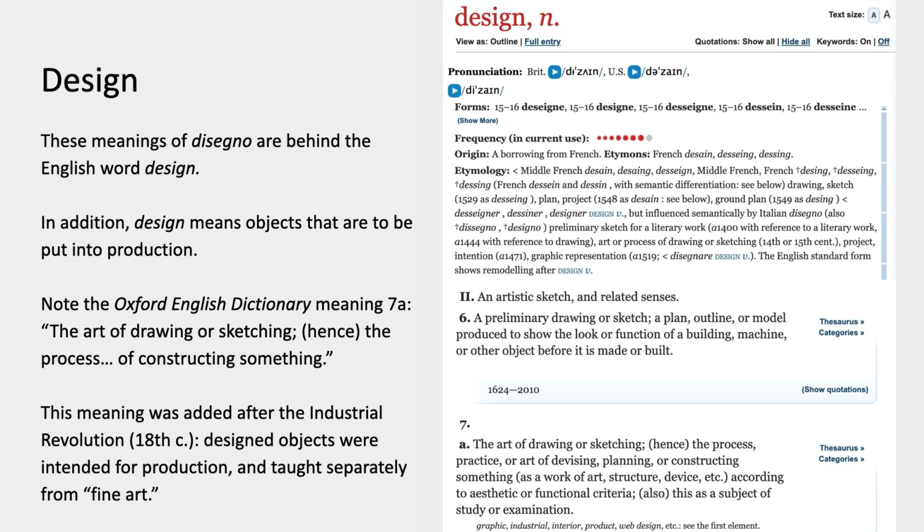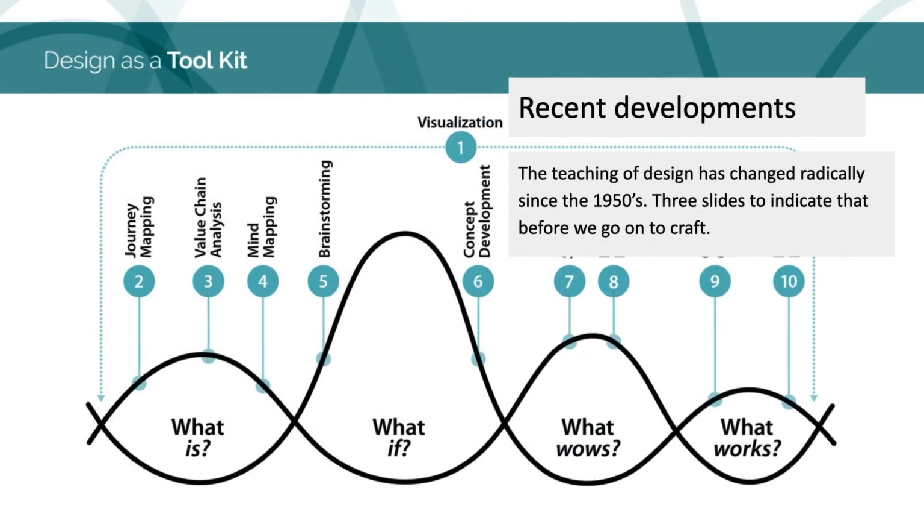That second meaning was added after the Industrial Revolution, the 18th century, when designed objects were first intended for production, and people started to teach them separately from fine art. And then by the 19th century, objects for production, design objects, were taught in different schools and different parts of schools, different parts of art academies from fine art. The teaching of design has changed radically again since the 1950s, and I have 3 slides to indicate that before we go on to the subject of craft.